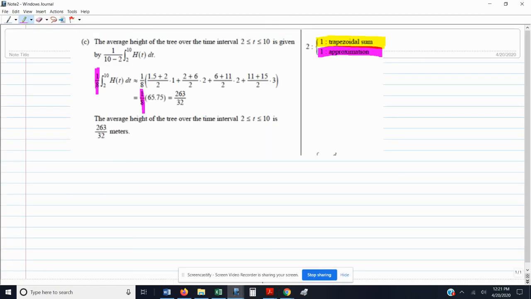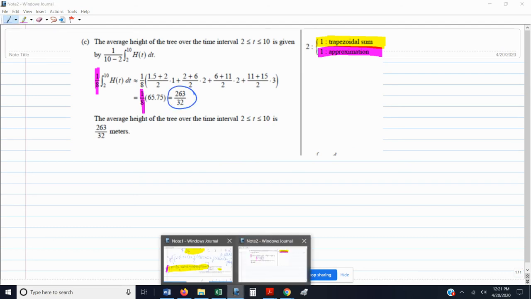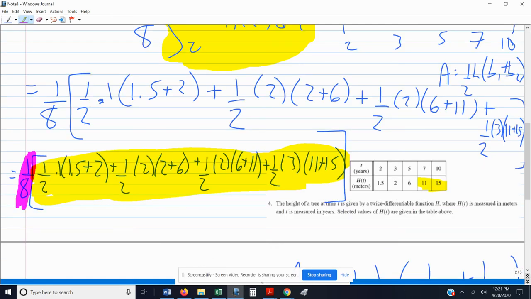And finally, if you did simplify, they're ending up with that fraction. Although, again, I would just recommend leaving it because there's a lot going on in that expression.